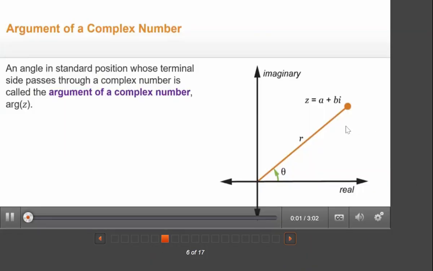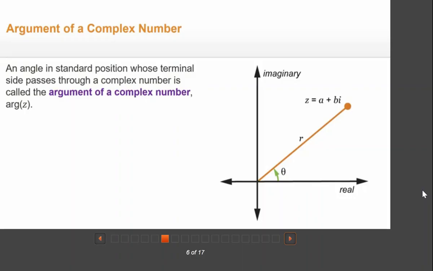An angle in standard position whose terminal side passes through a complex number is called the argument of the complex number. The notation is arg z. We can draw a right triangle of this complex number using the real and imaginary parts, where a represents the length of one leg and b represents the length of the other leg. Using this triangle, we see that tangent theta equals b over a, and we can use the inverse of tangent to solve for theta, the argument of the complex number.